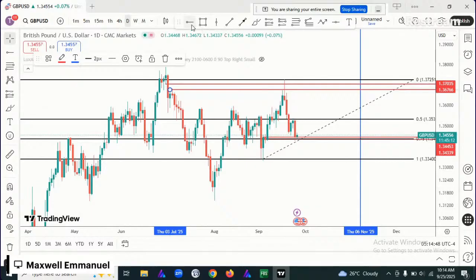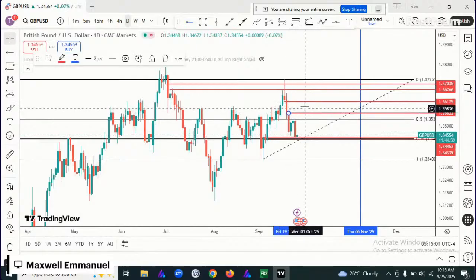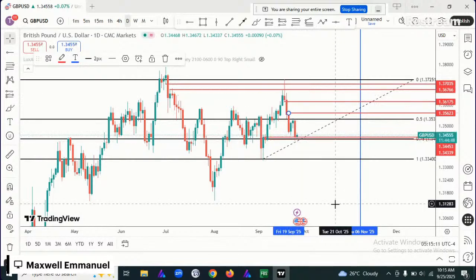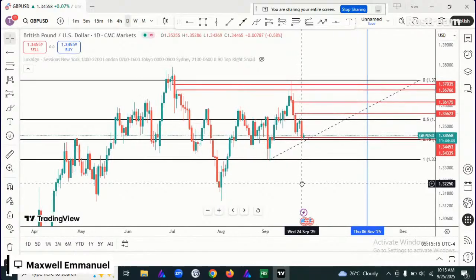I would love to see GBP USD come and fill this fair value gap. If I want to take a sell, it's either price breaks out from this demand zone or price pulls back to this premium area where we have this fair value gap. This is where I'll be considering selling. I can't sell from this point. I would rather wait for price to pull back to this zone before going bearish on GBP USD. So my bias for GBP USD today still remains bullish.